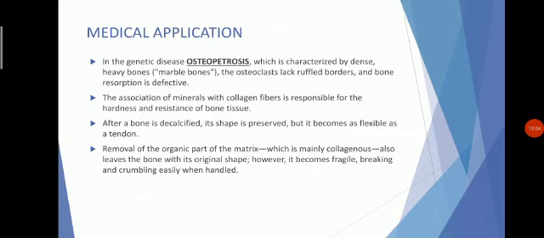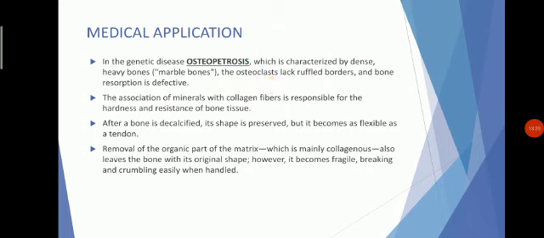Applied anatomy. In the genetic disease osteopetrosis, which is characterized by dense heavy bones, marble bones, the osteoclasts lack ruffled borders and bone resorption is defective. So in this condition, there is defective resorption of the bone.